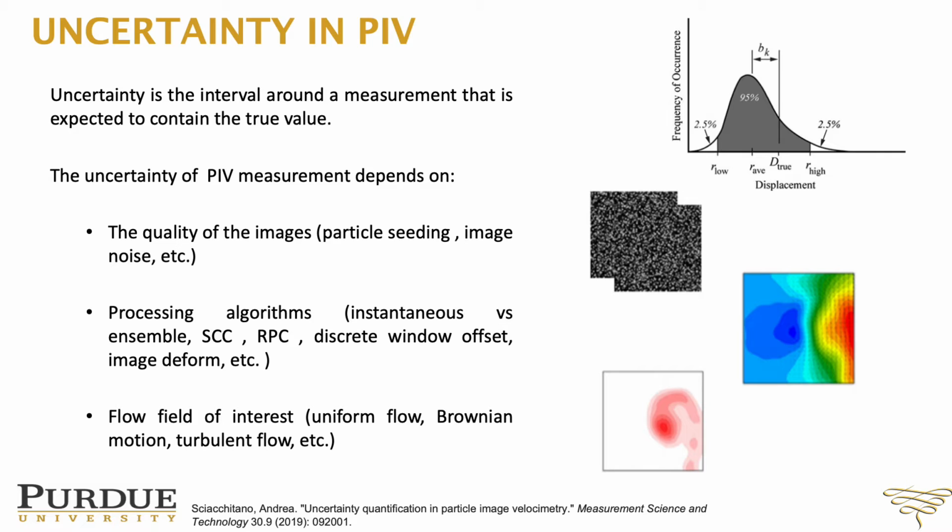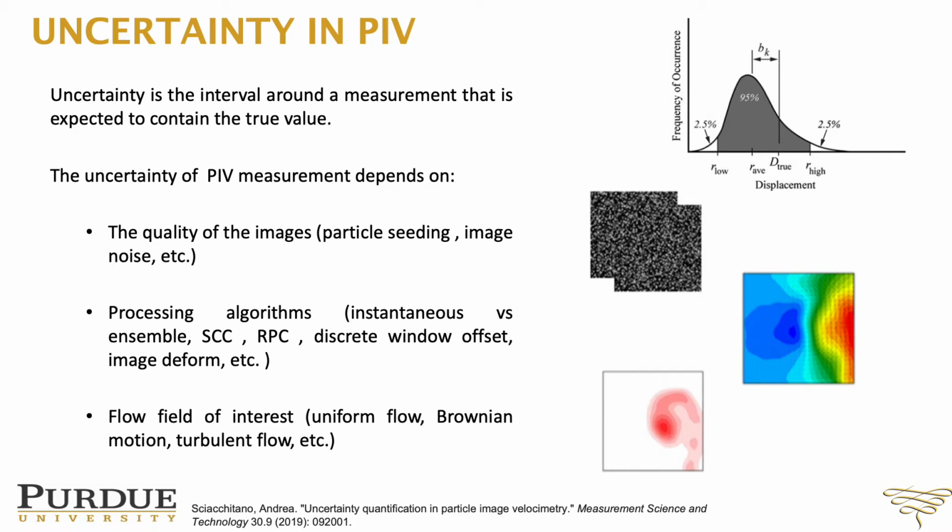Uncertainty is the interval around a measurement that, with some confidence, is supposed to contain the true value. The uncertainty of PIV measurement depends on three main categories. One is the image quality, and by that I mean the particle seeding density, the image noise, the illumination, and so on. The second one is the processing algorithms, whether you're using instantaneous PIV algorithms or ensemble PIV, whether you're using standard cross correlation or phase correlation, if you're using discrete window offset or image deformation, and so on. And the third one is the flow field of interest itself.